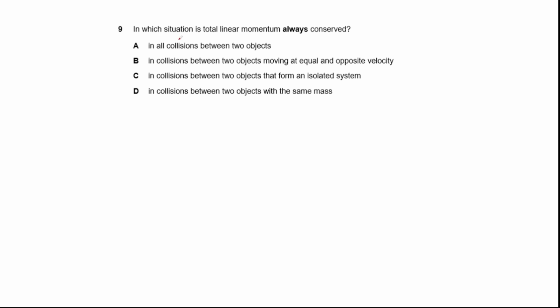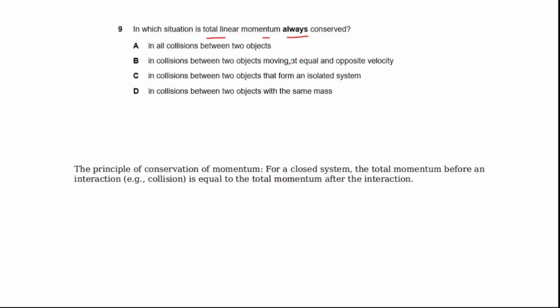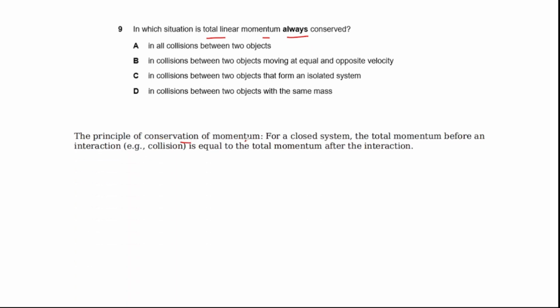Question number 9. In which situation is the total linear momentum always conserved? This is the principle of conservation of momentum. For a closed system, the total momentum before an interaction is equal to the total momentum after the interaction, which means that it should be obeying a closed system. In the first one, it says all the collisions between two objects. No, definitely not, because it should be an isolated system. That's why option C is the correct one. The remaining options are not showing a closed system.